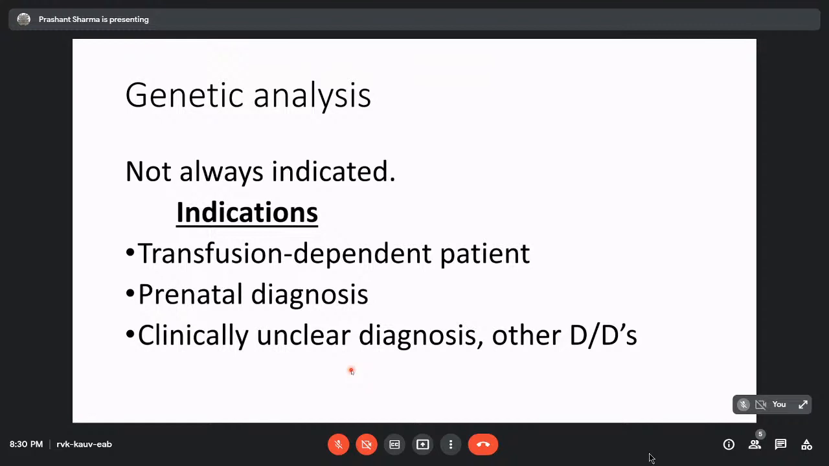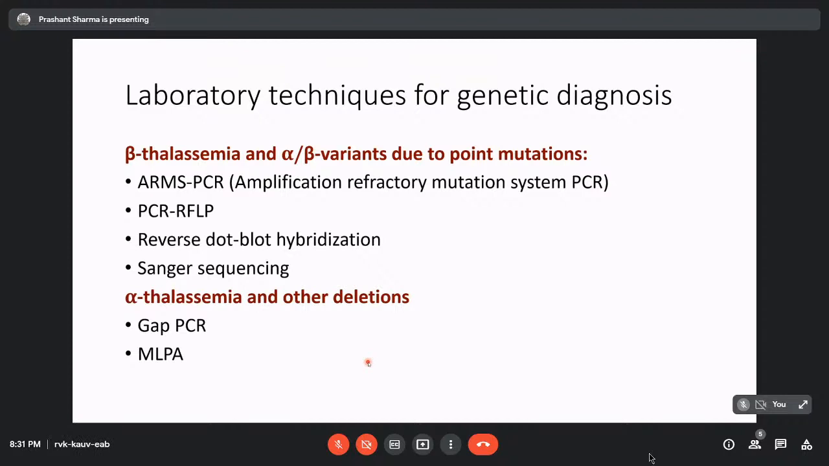So in such a situation, suppose the clinician says, I haven't really ruled out JMML because HbF can go up there and they can have hepatosplenomegaly and failure to thrive. Then you'll have to say, fine, then I'll have to do the beta thal mutations. So with this background, once we decide that we need to do the test, what are the techniques that we need to put in practice? For beta thalassemia and any alpha or beta variant which occurs due to point mutations, one of the most high yield systems is the amplification refractory mutation system PCR, or ARMS PCR.